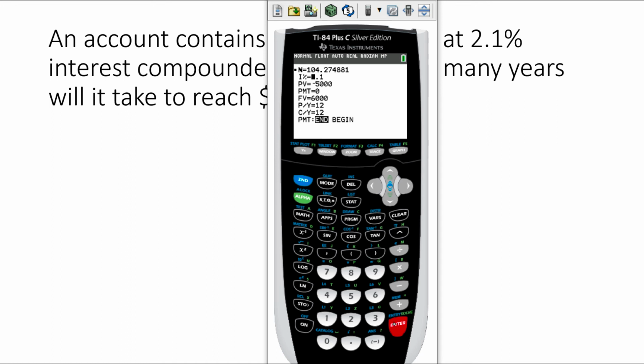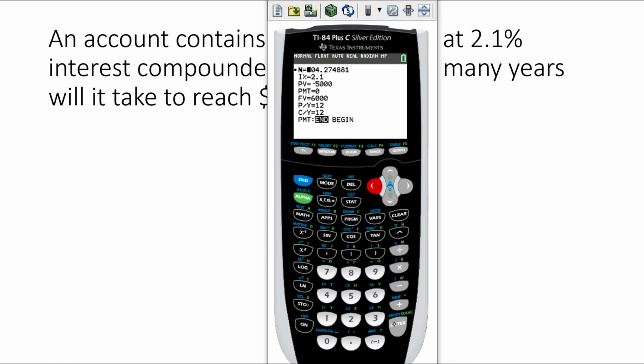Well, remember that N is the number of times that interest is compounded. So the units for N will change based on the problem. If we were compounding annually, N would be number of years. If we were compounding semi-annually, N would be the number of semi-annual periods. In this case, we're compounding interest monthly. So N is the number of months. So this tells us that the number of months is 104.